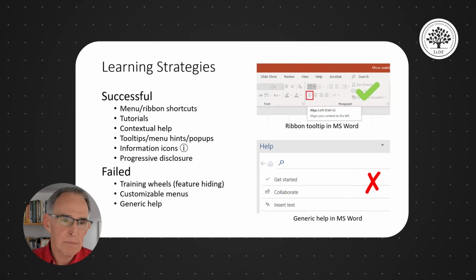Tooltips, menu hints, pop-ups, these are really what we're seeing a lot of all over the place now, on desktops and mobile apps. Information icons are even more popular on mobile apps because that gives us a chance to tap to get some help, whereas on the desktop, we could mouse over something and have a little pop-up appear. We can't do that, obviously, on touch screens. So information icons with a circle i, sometimes a circle question mark, which is a little bit weird, but I guess it's understandable.